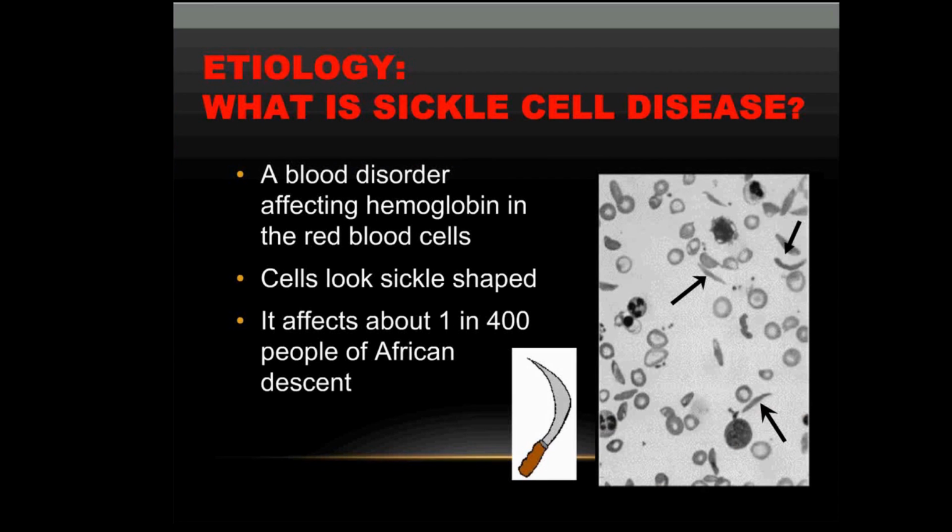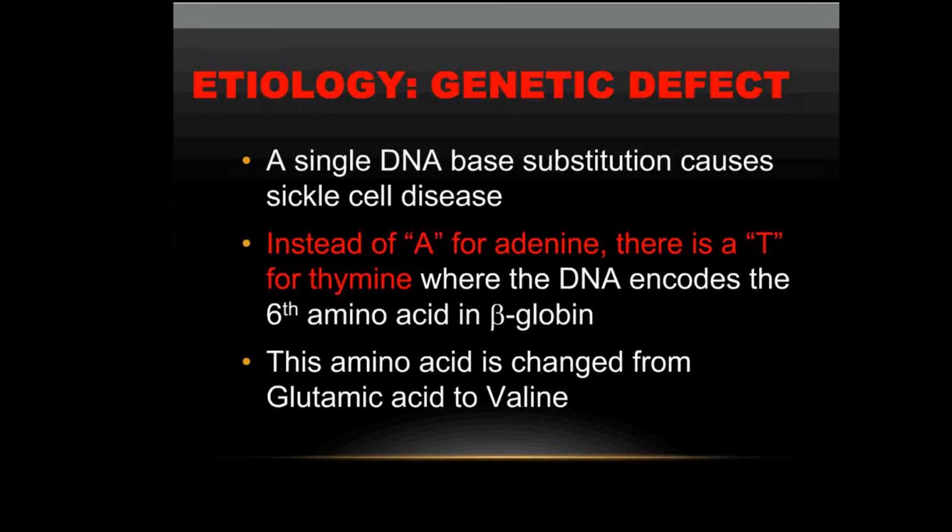So start out with what is sickle cell disease? Sickle cell disease is a blood disorder. It involves the hemoglobin in the red cells, and actually the cells end up looking sickled. And I'm going to go through why that is. This affects about 1 in 400 people of African descent.